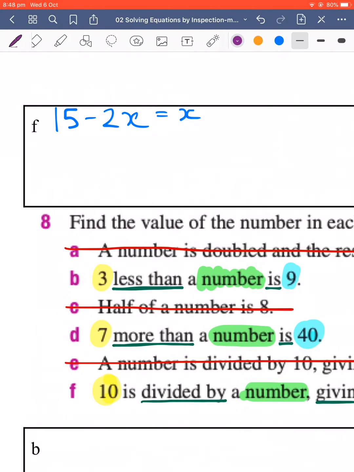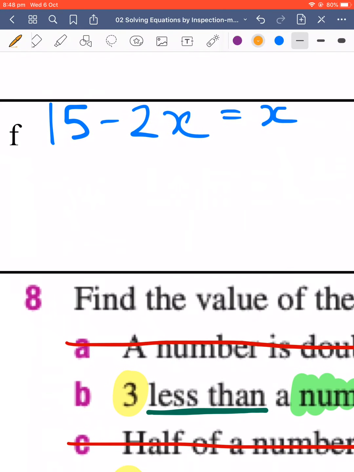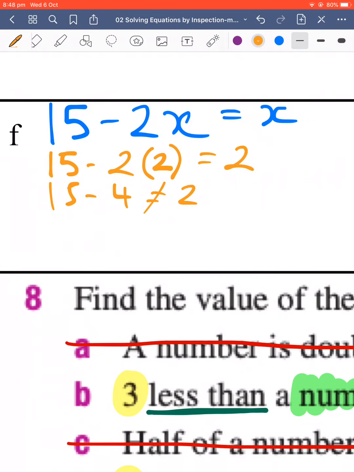So next one. Again, you're playing around with it until you get to where you're after. So 15 minus 2x equals x. That's a bit of a weird number, so let's maybe start quite low, because we know we're going to end up with x by itself. So let's try 15 minus 2 times 2 gives me 2. So 15 minus 4 does not give me 2.